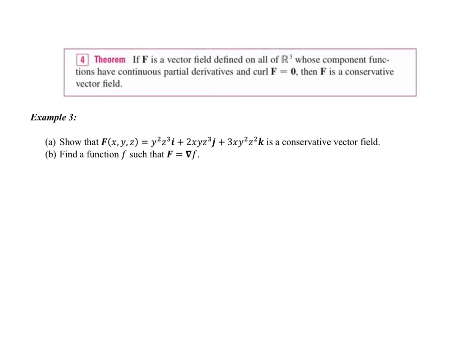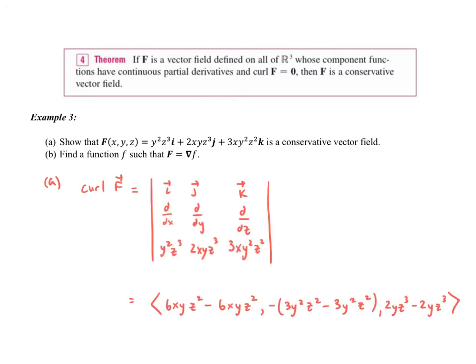Okay, so the first thing we're going to do is calculate the curl of f. And the reason we're going to do this is that we're going to show this particular vector field is conservative. And so therefore what we're looking for is to get 0 here. Let's go ahead and set this up. I'm going to pause and then set this all up.